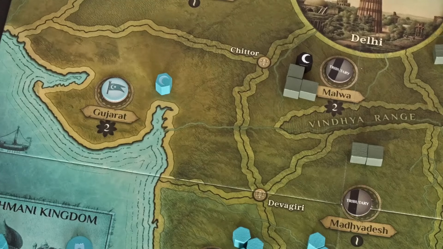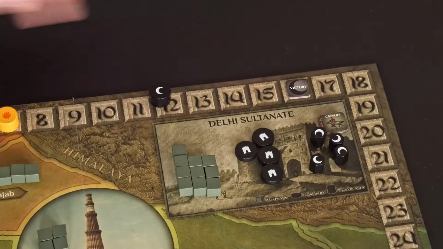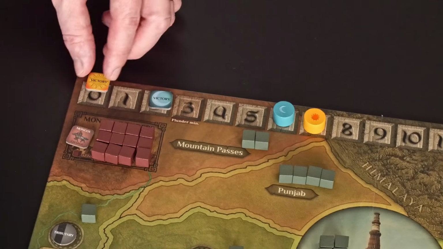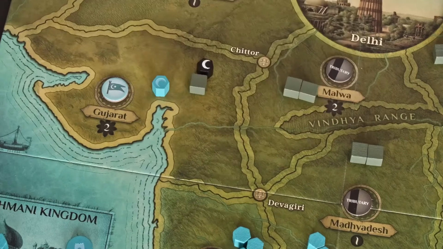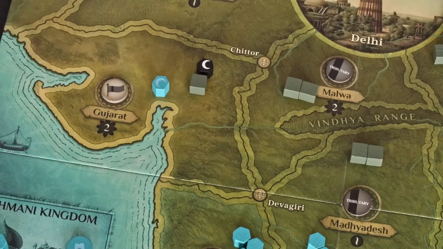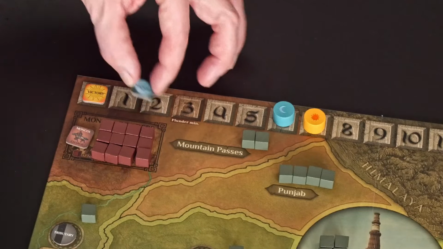If that happened, the tributary marker is removed and it becomes an independent province, and Delhi Sultanate's victory points go down by 2, Bahmani Kingdoms up by 2. If the Sultanate later gets 2 more pieces in there, let's say a troop and a governor, that would be under Sultanate control. Bahmani's points go back down by 2, but the Sultanate's would not go up by 2.